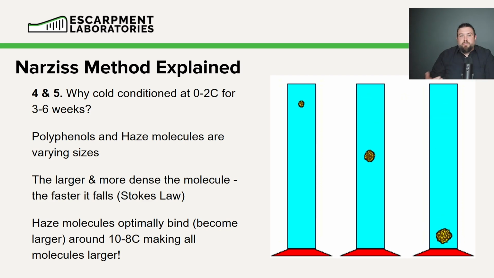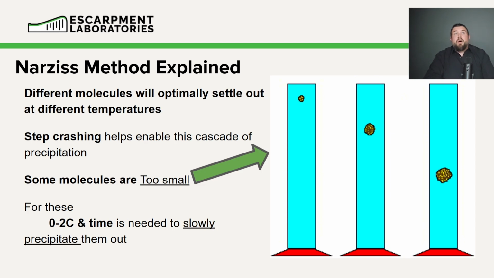When we step crash the beer, we will enter into these temperature zones that optimize protein and polyphenol interactions to allow for maximum protein polyphenol sedimentation, along with the yeast cells when we're at the higher temperature. So why then go down to 0 to 2 degrees Celsius? Well, it's kind of simple. Certain molecules, even if we make them bigger, we give the yeast cells the ability to bind to each other. We give the protein polyphenols the optimal temperature to bind to each other.